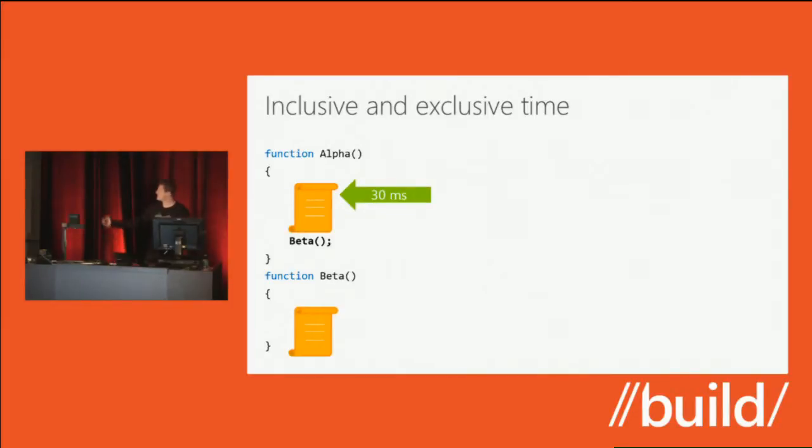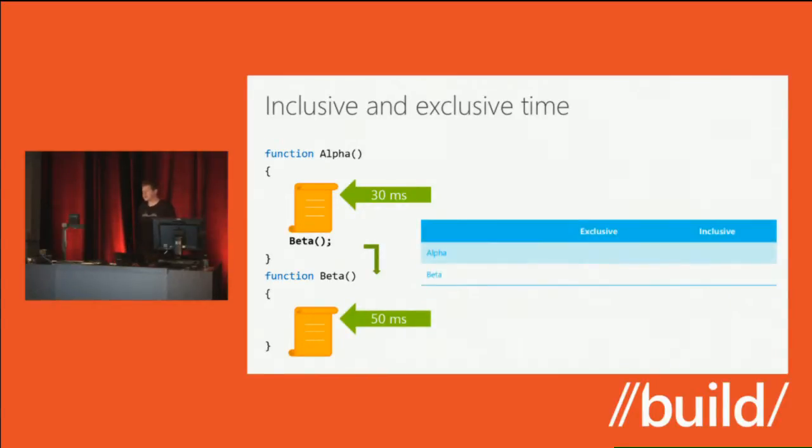So alpha takes 30 milliseconds to execute. It then calls beta. Beta then takes 50 milliseconds to execute. So the exclusive time of beta is 50 milliseconds. Pretty logical. The inclusive time, anybody? 50, exactly. It didn't call anything, so in this case they're the same.